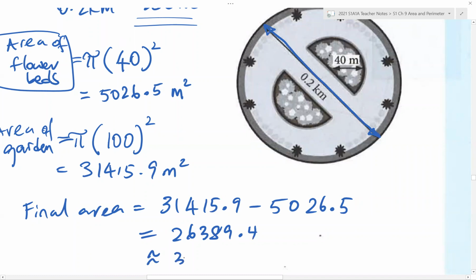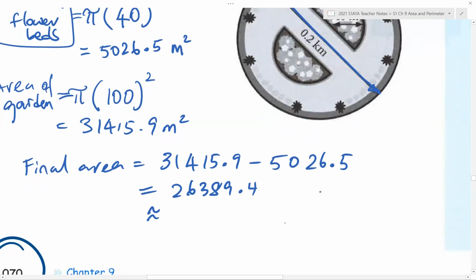They wanted it in 3SF. So what's the value in 3SF? What's the value in 3SF? You asking me or you telling me? Okay, correct.